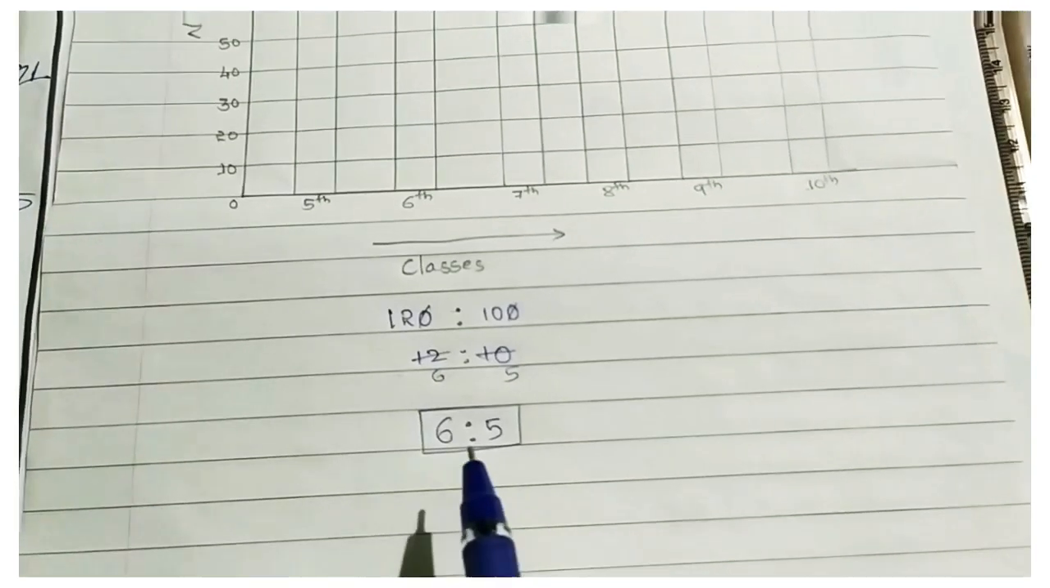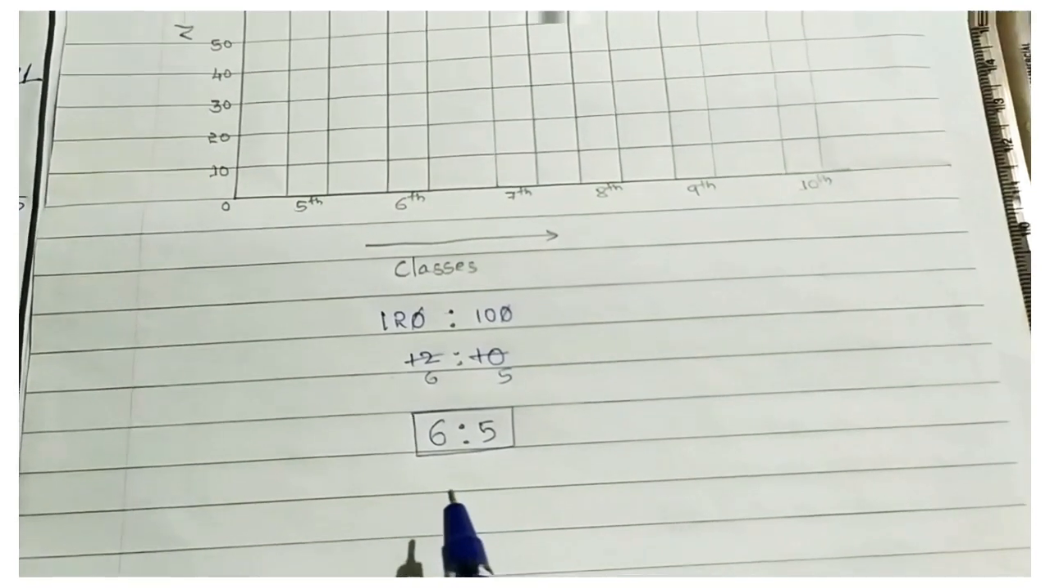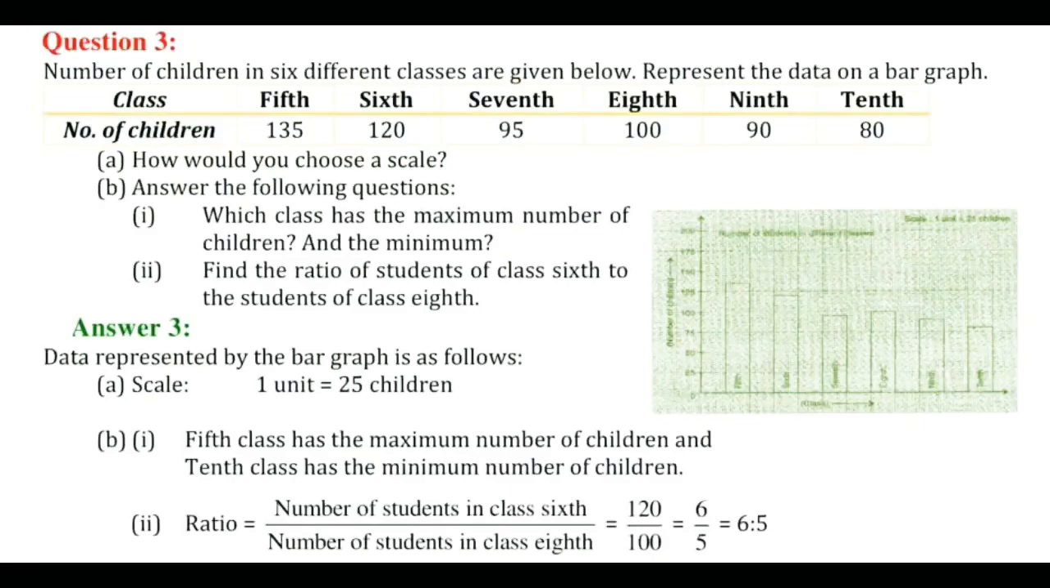Okay, so like this you have to solve the problems. For your reference, I am giving the printed answer of the third question here. In this question they took one unit as 25 children. Don't get confused, you can draw mine or this one, anyone you can do, but for your reference I am giving this answer. Just like this you have to solve the problem.